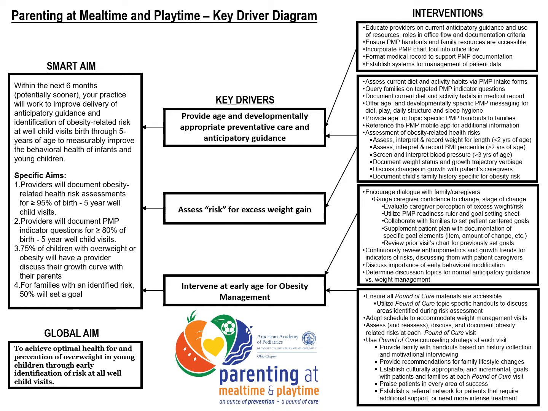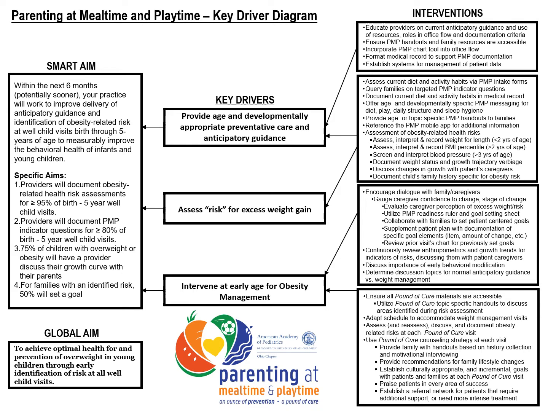There are 4 specific aims or items that will help you work on and impact through a series of changes and interventions, building on some systems and processes and things that you may already have in place, layering in elements to help you get up to the goals that we've set. The specific aims that we have for this project are to help you document obesity-related health risk in our well child visits birth through 5 years of age at least 95% of the time. And then we also want to help you in terms of your documentation around our PMP indicator questions, and doing so 80% of the time or more, again for those birth through 5 year old well child visits. I'll cover in a bit just what those indicator questions are.